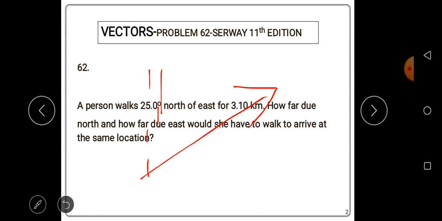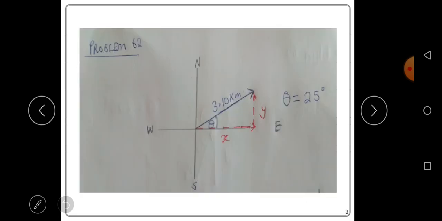Let's see how we can do it. So this is our diagram. How far due north? They want the y component of the vector. How far due east? They want the x component of the vector. The angle, we've said, is 25 degrees. The magnitude, we've said, is 3.1 kilometers. So let's see how we can find the x component and the y component of this vector.